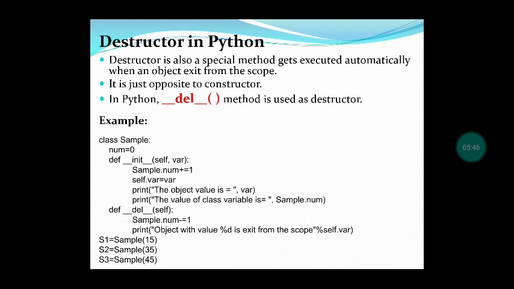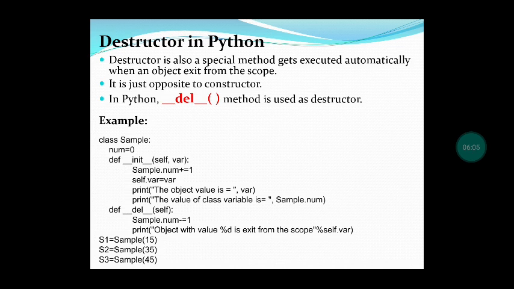In the constructor, we use the __init__ function. In the destructor, we use __del__, double underscore, del, double underscore. Before del and after del, we have to use double underscore. By this, we can easily understand that it is a destructor.